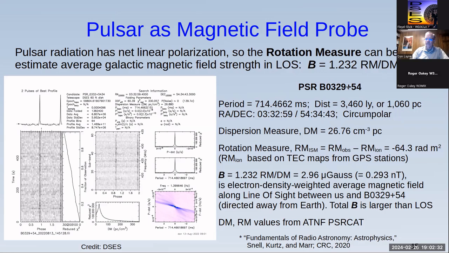We've talked about dispersion measure before on pulsars. And this little formula is out of this new book, Fundamentals of Radio Astronomy. There are 2 volumes. One is on observational techniques, and then this one is the astrophysics.